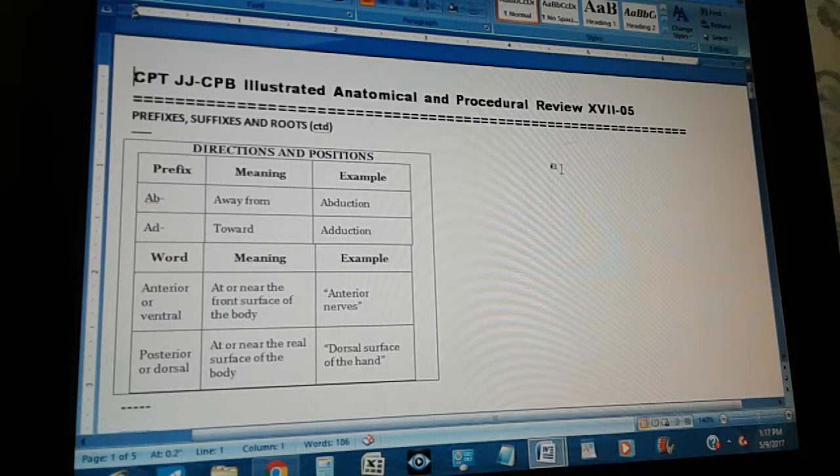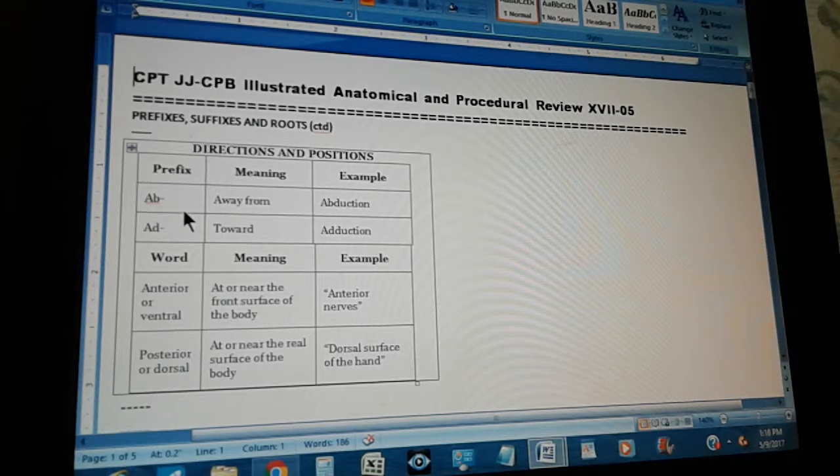17-05, or page 17, part 5, right? We're still studying prefixes, which means at the beginning, suffixes at the end, and roots in the middle. Now we're going to see a few of these word parts that indicate directions and positions.